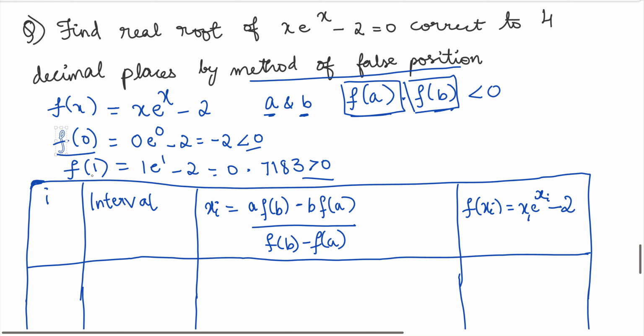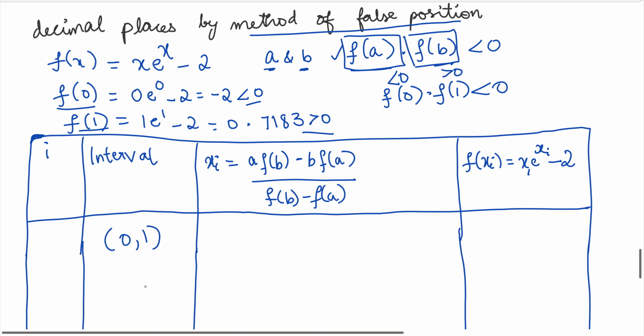So we have one number which is less than 0 and another number which is greater than 0. So f of 0 into f of 1 will be less than 0, right? f of 0 is negative, f of 1 is a positive number. So we have found two numbers a and b which satisfy this condition. So this will be our first interval. Our first interval is 0, 1.